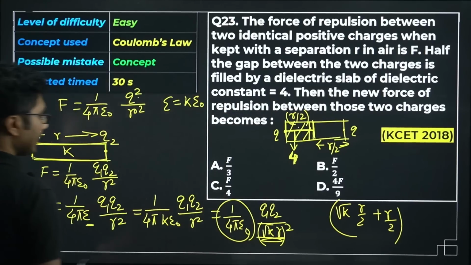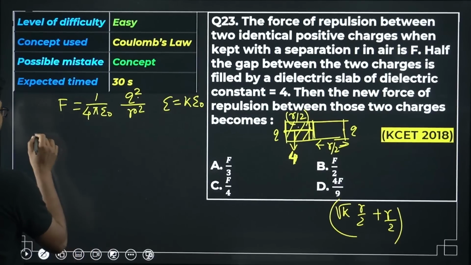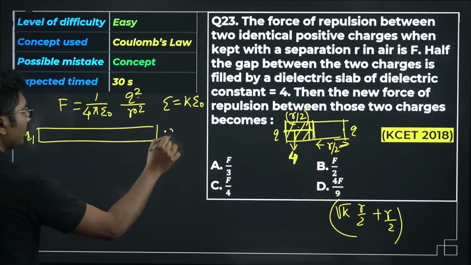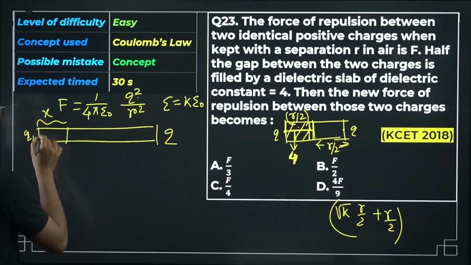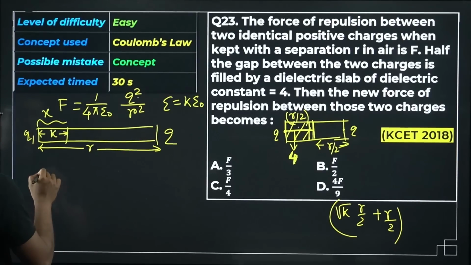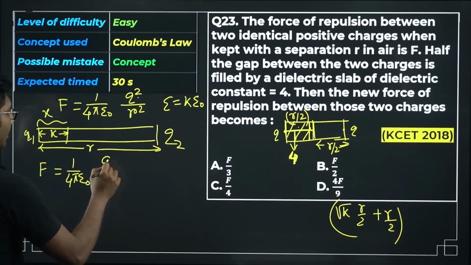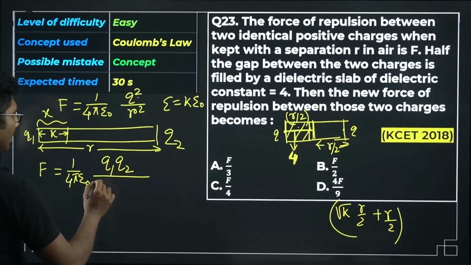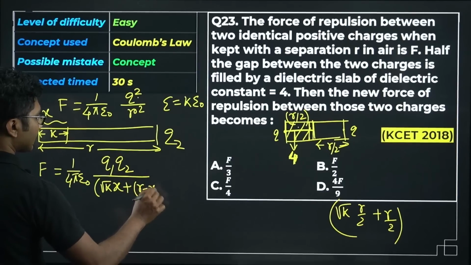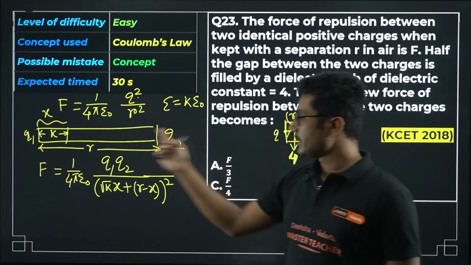It is a very handy formula actually. You have two charges q1 and q2 separated by a total distance r, and you fill a length x of it with a dielectric constant K. What is the force between them? The force will be 1 by 4 pi epsilon naught, definitely this is the constant, q1 q2 divided by root K into x plus r minus x, whole square. This is the new formula for force for the entire distance.